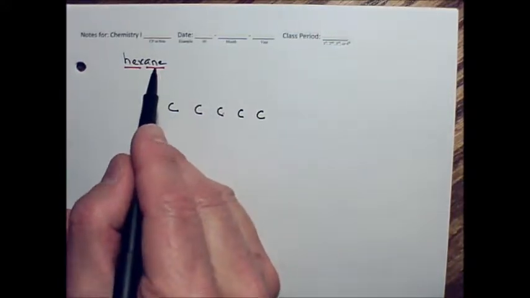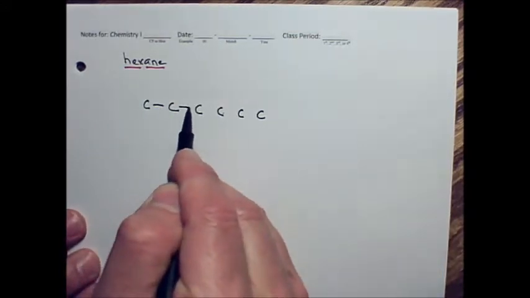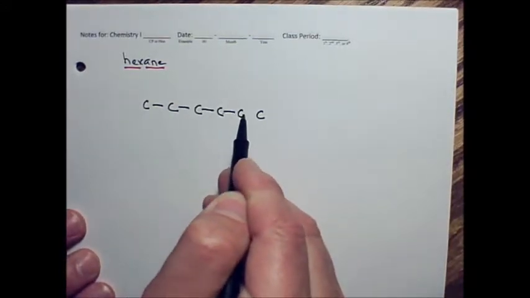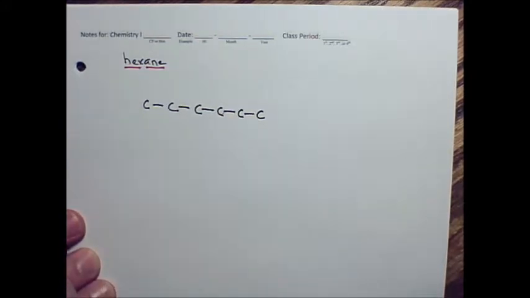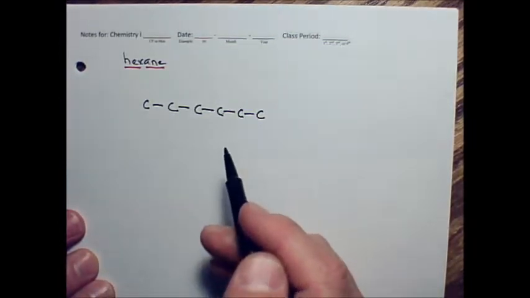So ane means there's all single bonds between the carbons. So we need a single line between the carbons. That's what ane means. So now, going back to what Nithmasan was asking about, we've got to fill out the remainder of the bonds that carbons need with hydrogens.